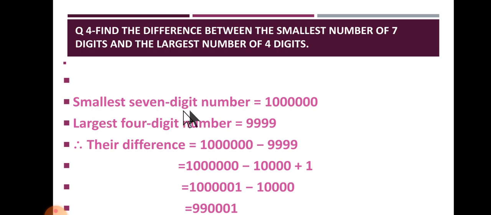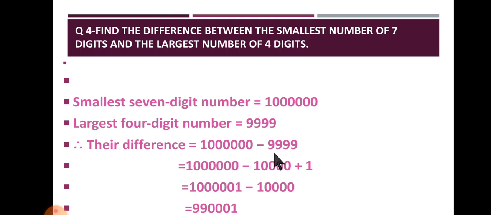For the smallest number, the first digit should be 1 and the rest of the digits will be 0. The first digit is 1, so the remaining 6 digits will be 0. So you write 0 six times. And for the largest 4 digit number, the number of digits is 4, that's why you write 9 four times, which means 9999.